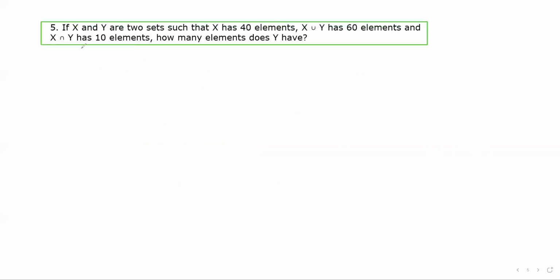Next, X and Y are two sets such that X has 40 elements, X union Y has 60 elements, and X intersection Y has 10 elements. How many elements does Y have? So, the number of elements in X is equal to 40. The number of elements in Y is asked. The number of elements in X union Y is equal to 60. The number of elements in X intersection Y is equal to 10. The number of elements in Y is to be calculated.